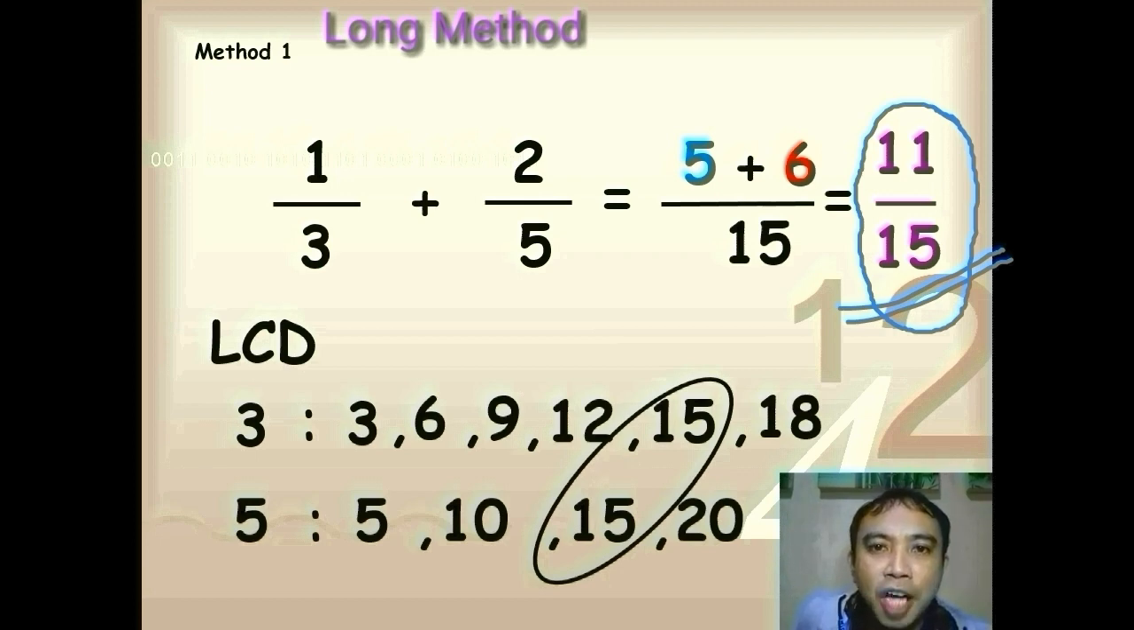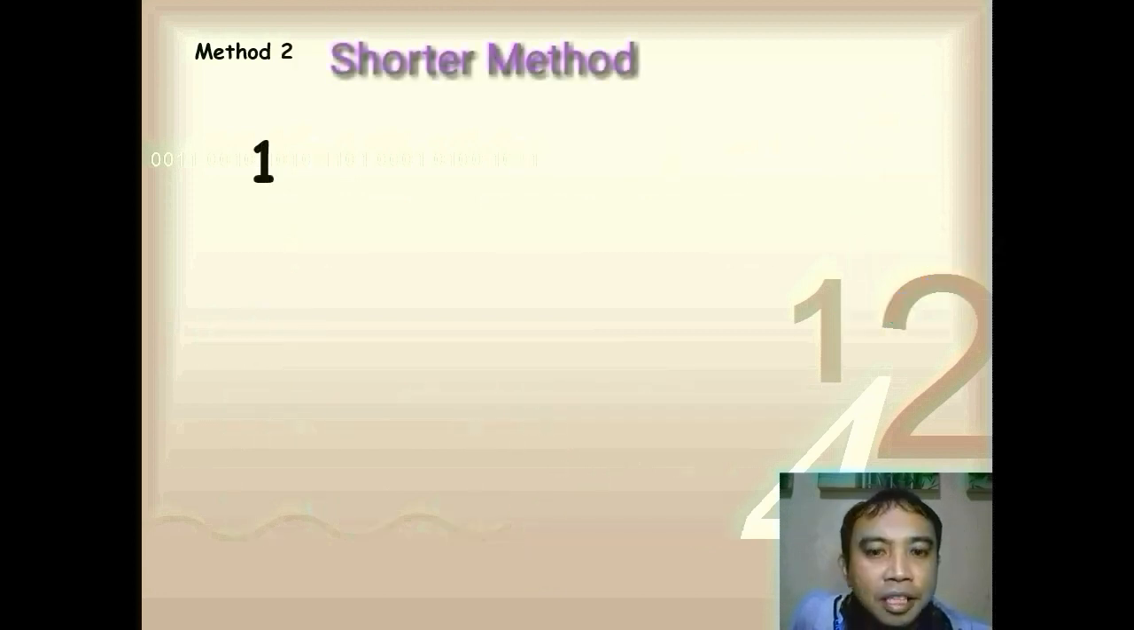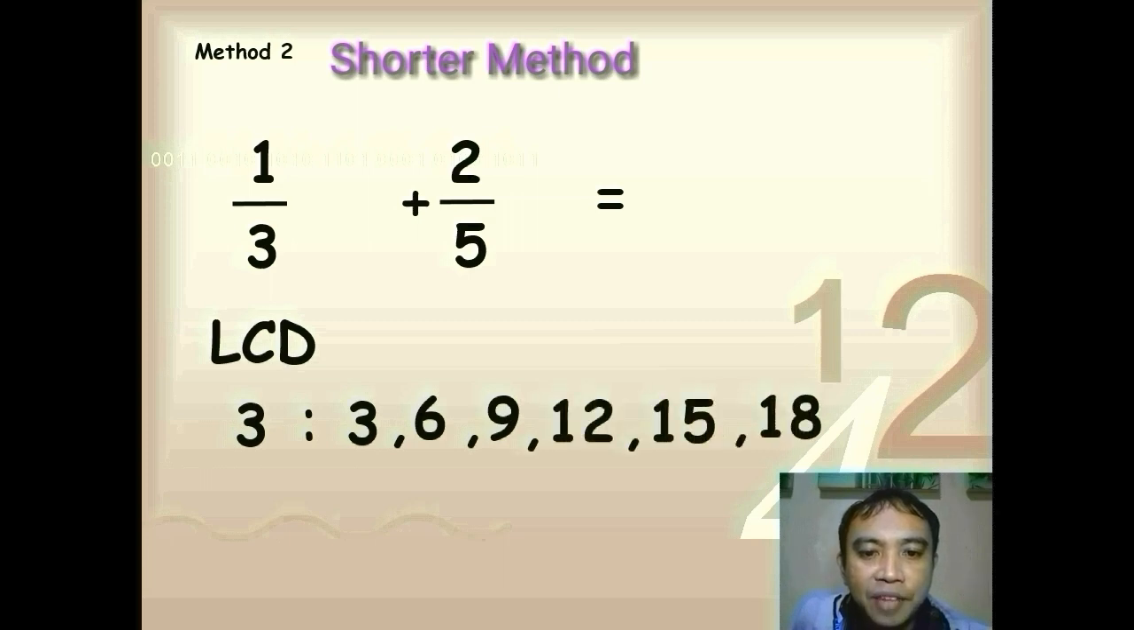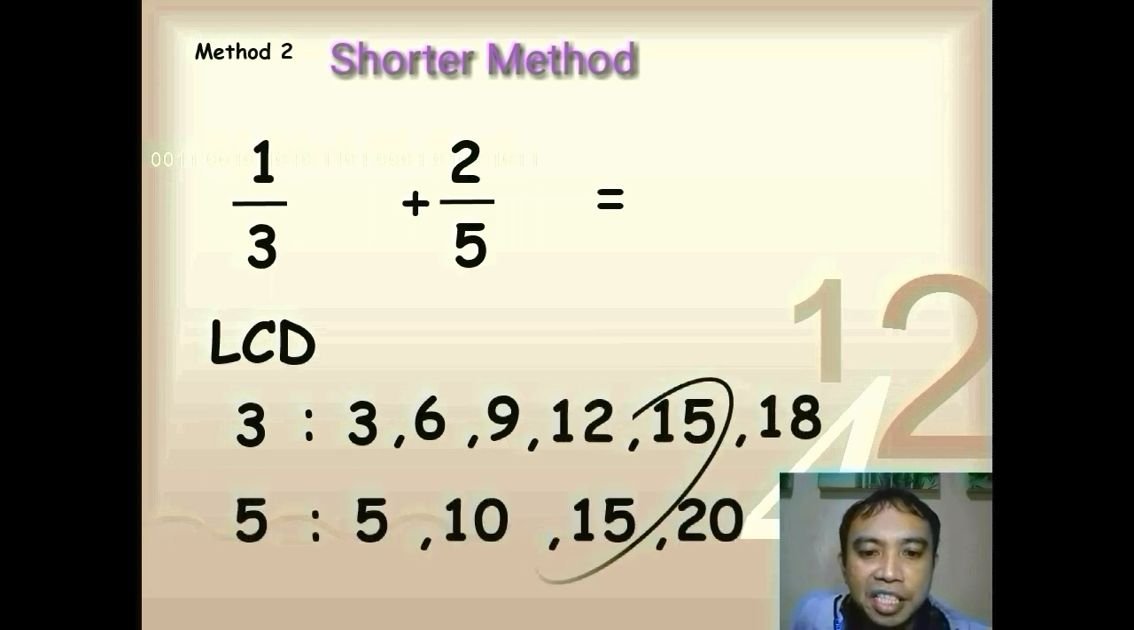Okay, so how do you find it? Let's try a shorter method. If you have 1 over 3 plus 2 over 5. Still, we need to look for their LCD. LCD between 3 and 5. So we know that their LCD is 15. The next step is to find a number that you can multiply with 3 and 5 that you will come up with 15.